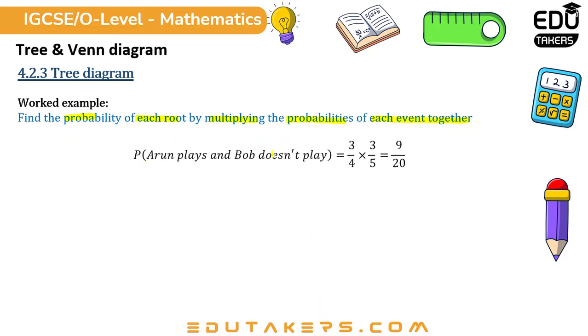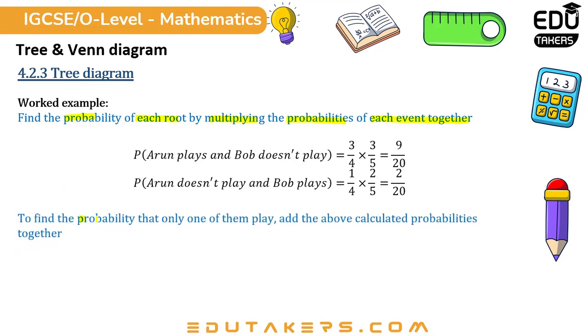Arun plays but Bob does not play is 3/4 times 3/5 equals 9/20. Arun does not play but Bob plays. So 1/4 times 2/5 equals 2/20. To find the probability that only one of them plays, add the above calculated probabilities together. So it will be 9/20 plus 2/20 equals 11/20.